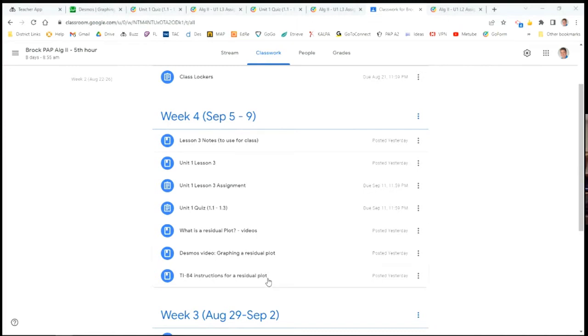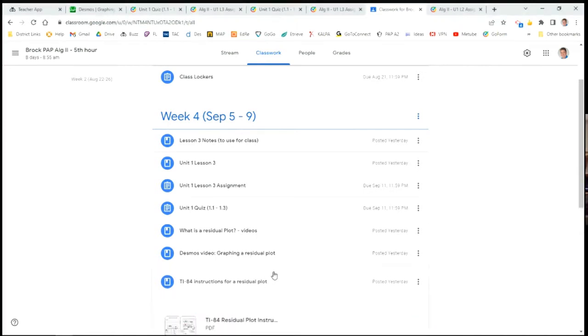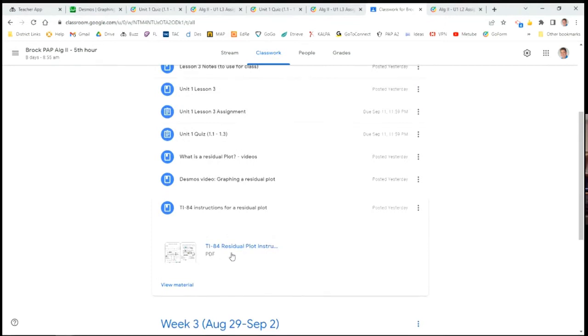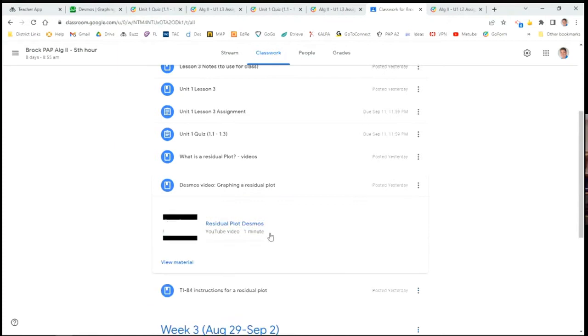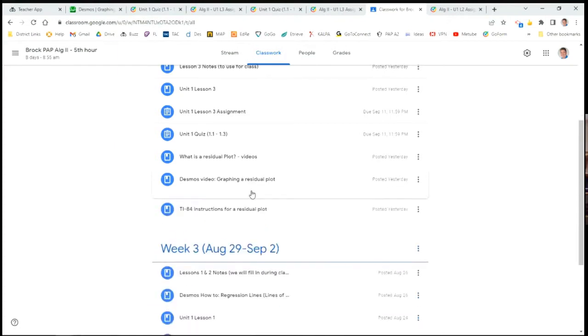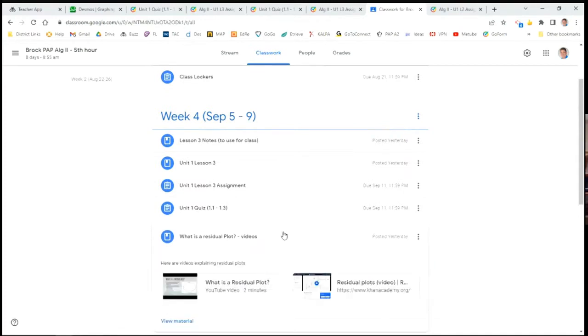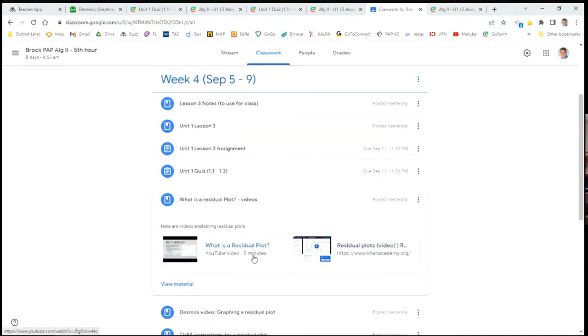Like if you have a TI-84 and you want instructions on how to do a residual plot, I've got those directions right here. If you want to use Desmos to create a residual plot, I've got a video right here. It's just a 1-minute video on how to do a residual plot. And what is a residual plot? I have a couple of videos you can watch. This is just a 2-minute video. This one may be 6 or 8 minutes. I don't remember, but it talks about residual plots.